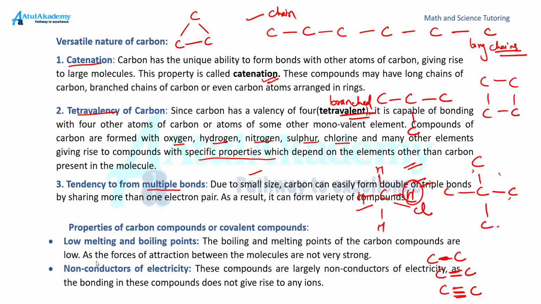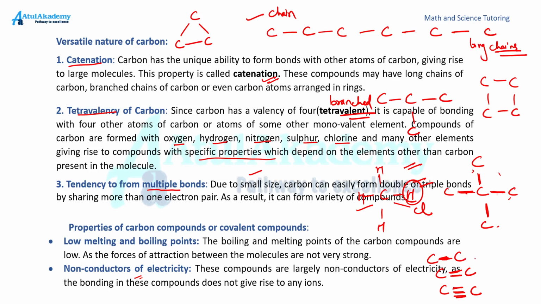Let us talk about the compounds that are being made now. They are called covalent compounds. What type of properties do these covalent compounds have? Covalent compounds have low melting and boiling points. The reason is that the bond between carbon and carbon is not as strong as in ionic compounds. This bond is good enough but not that strong, so the melting point and boiling point are low. They are also non-conductors of electricity, as they do not give out ions.